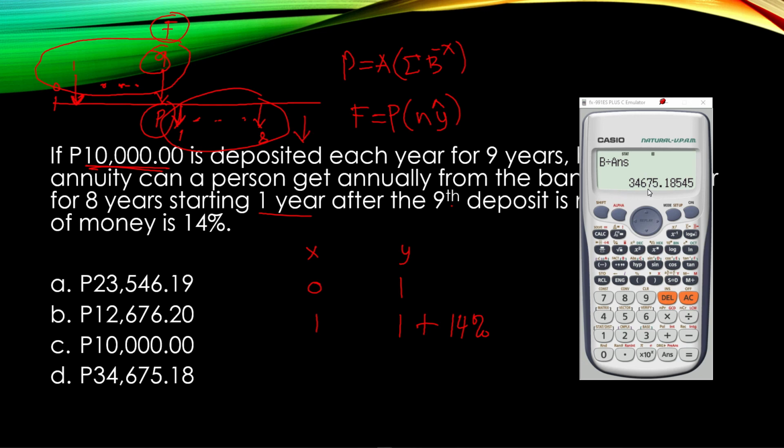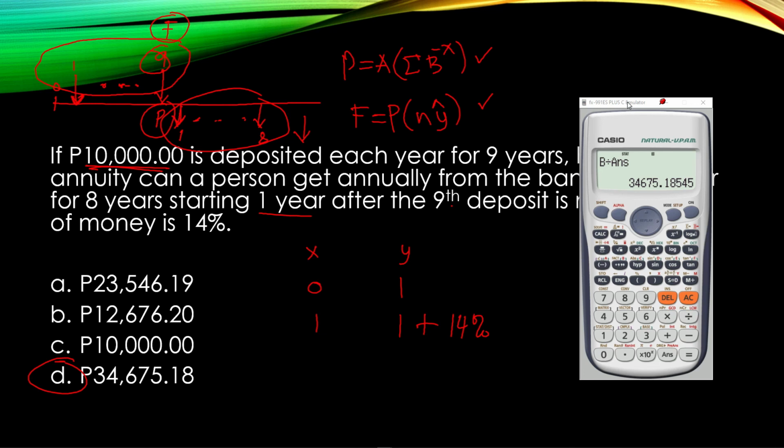34,675. So, medyo mahirap siya na problem, no? Kasi nga, dalawang annuity yung nangyayari. So, don't worry, no? Pwede natin gamitin yung dalawang technique na to. Dalawang concept na to solve for this type of problem.